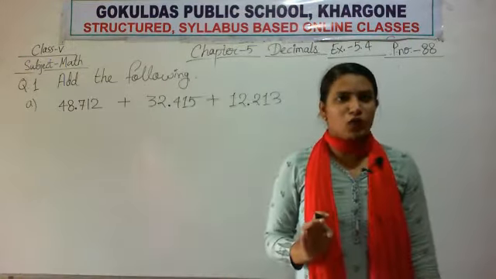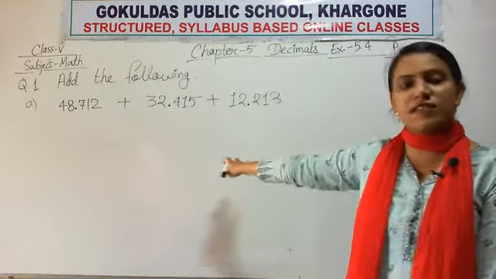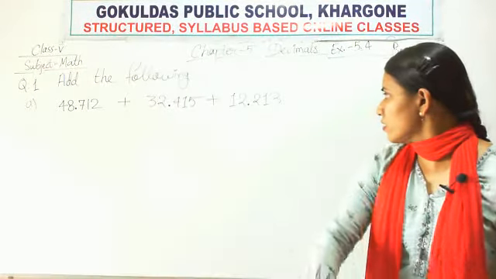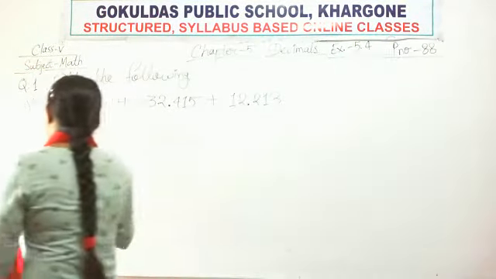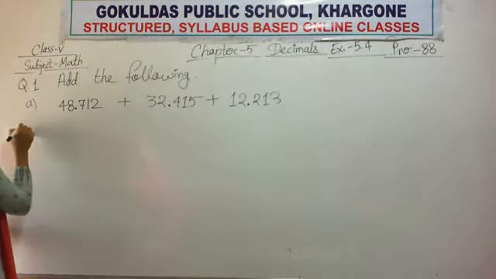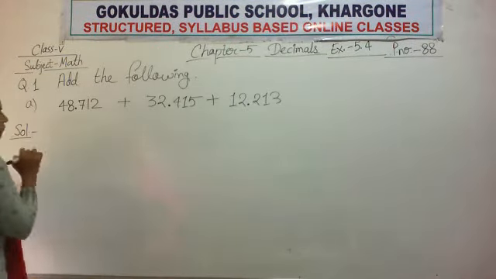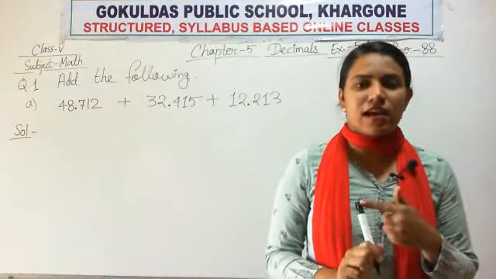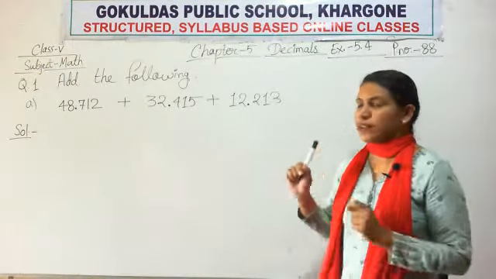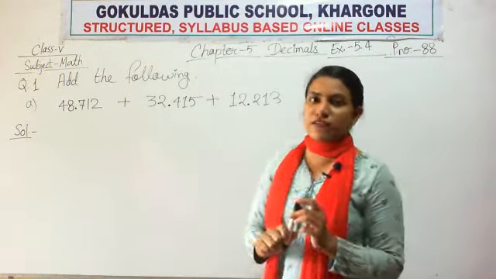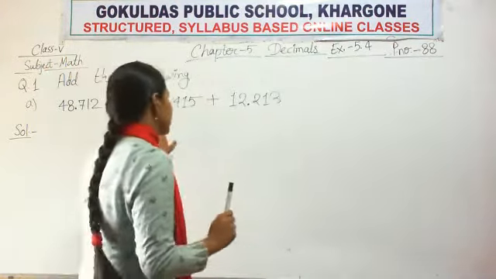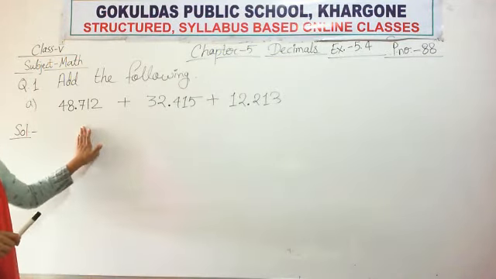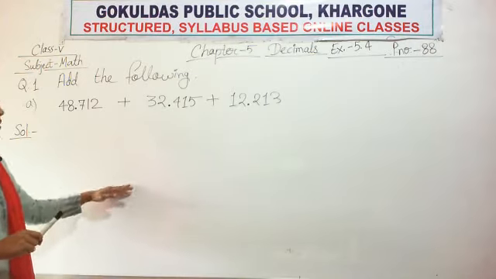Now you know how to add the numbers, right? But here your task is to add decimal numbers. So to add decimal numbers or to subtract decimal numbers, your first task is to make them like decimals. Okay, what is the first task? Your first task is to make all the given numbers like decimals. Then arrange the numbers column wise, then add.